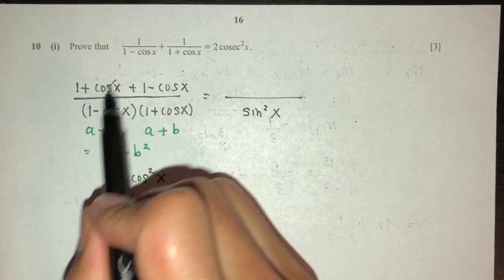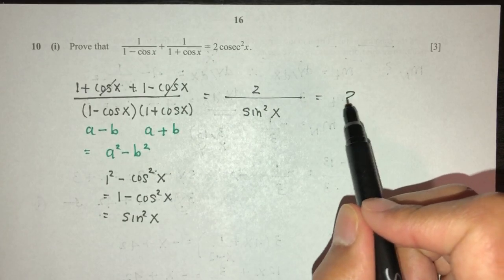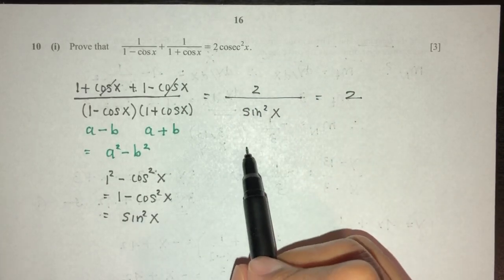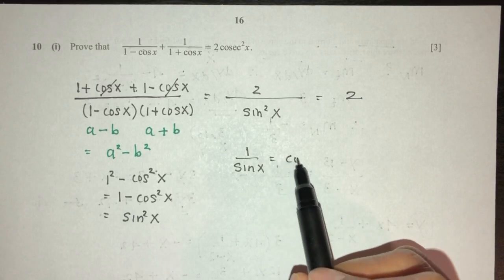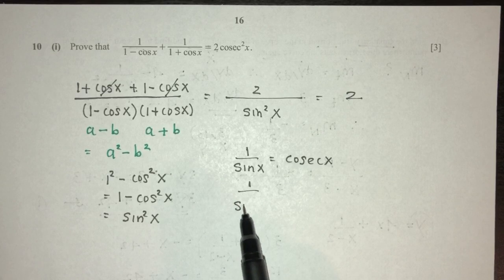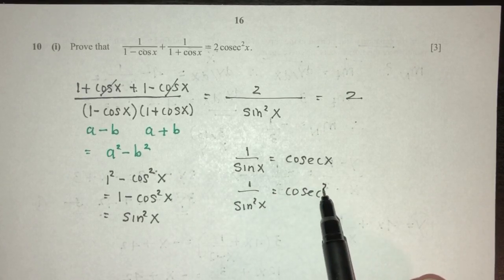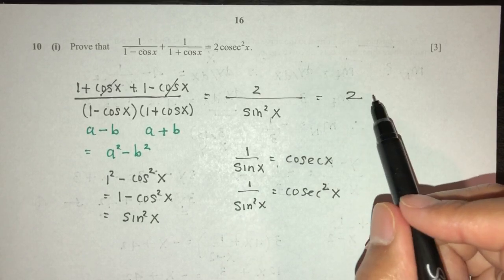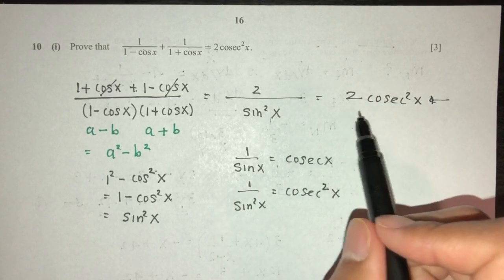The top will be, the cos x terms go away. You have 1 plus 1, that is 2. So what is 1 over sine? It is equal to cosec x. Now what is 1 over sine squared x? It will be cosec squared x. So same way, you will have 2 cosec squared x. This is shown as required.